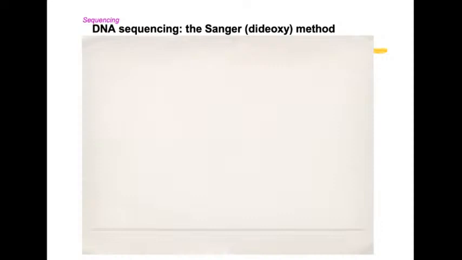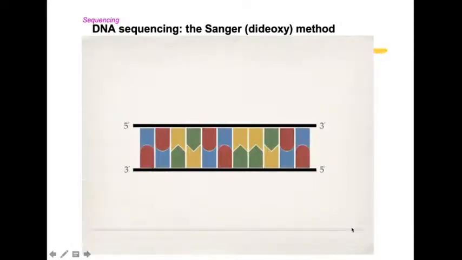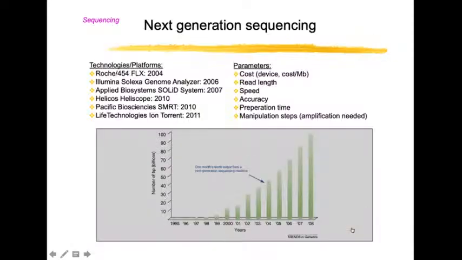So that was about the Sanger dideoxy method. Here you can see that all the primers corresponding to dATPs, dGTPs, dTTPs, dCTPs denature and separate daughter strands by electrophoresis, and you can check the DNA sequences. Next comes what is used after Sanger, which is also commonly used, but nowadays it's a very old technique. Most people are using next generation sequencing.